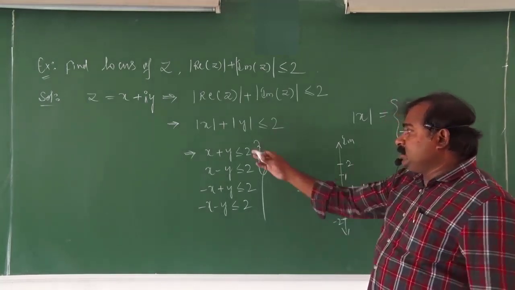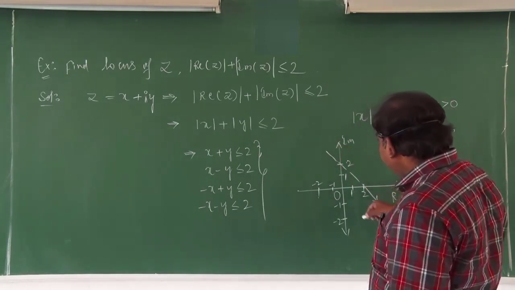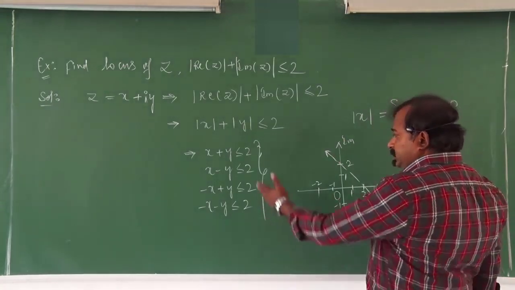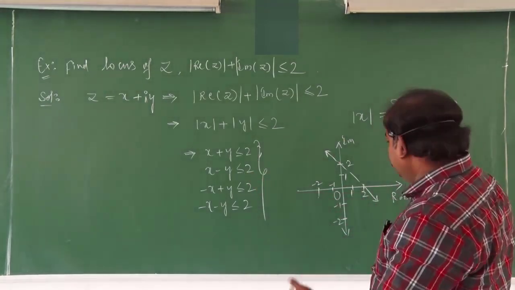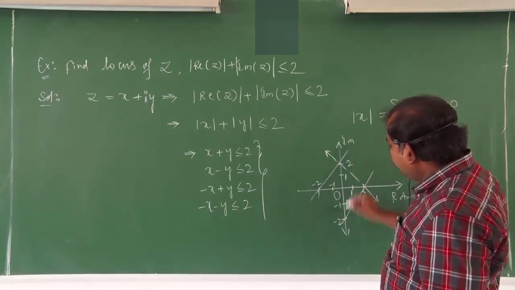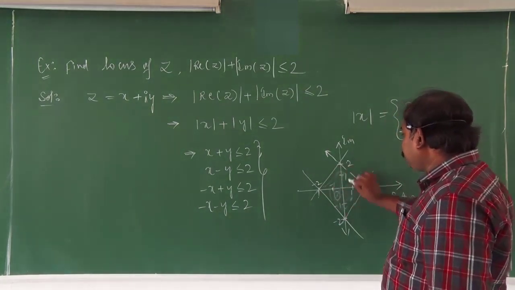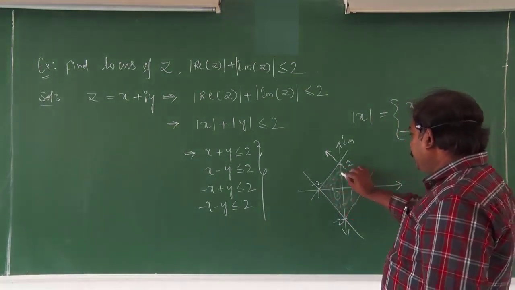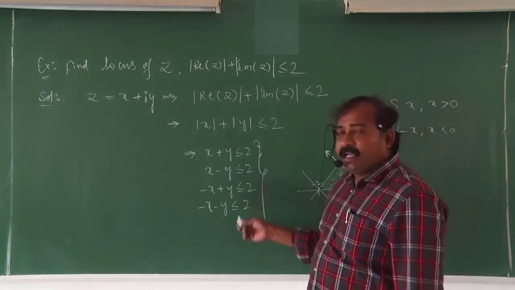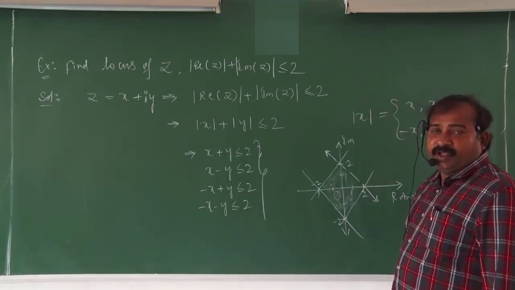Then construct x plus y less than or equal to 2, that is the line you get like this. Next, x minus y less than or equal to 2: if y equals 0, the x value is 2, and you can get one more line like this, and similarly one more line like this, and one more like this. So this shaded region indicates the locus of z. Since less than or equal to is there, we have to take this side. Got it?